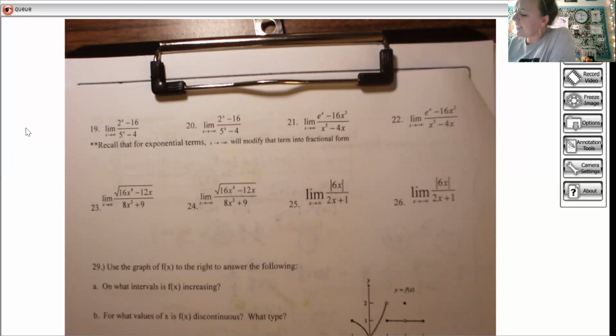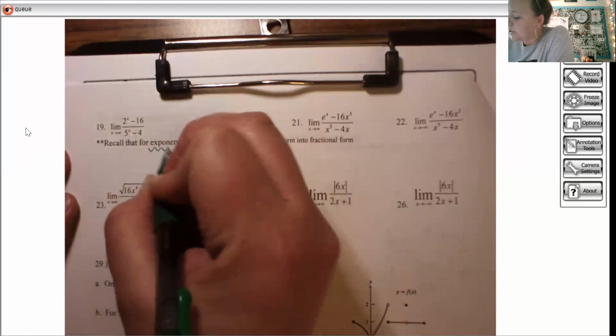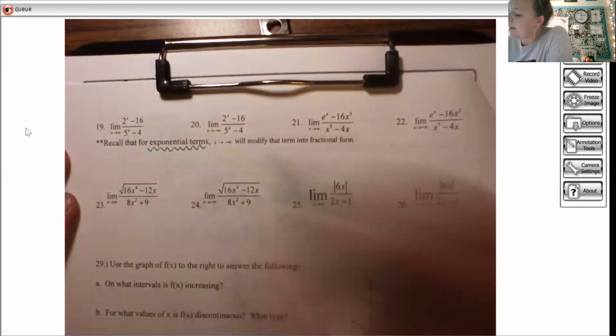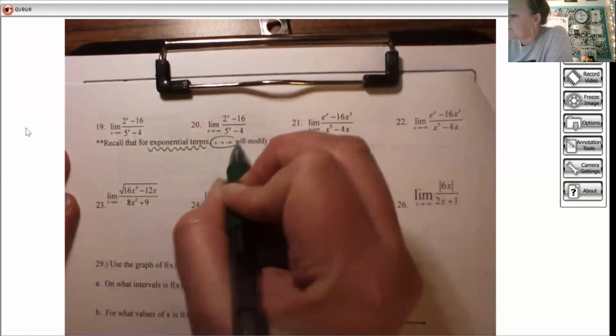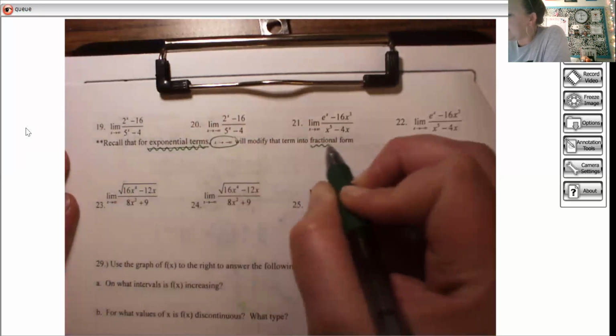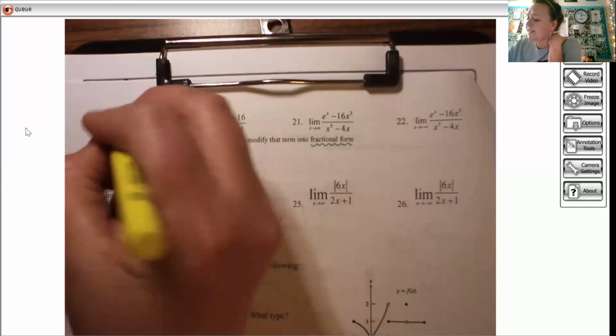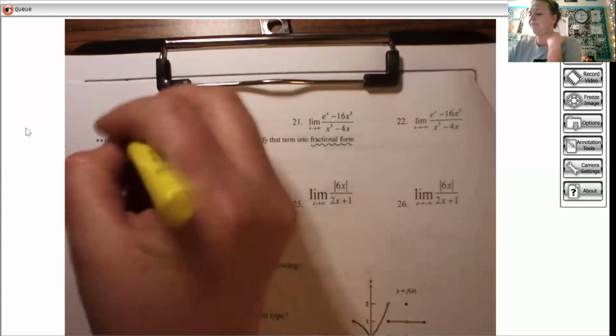So 19 through 22, you'll notice that we have some exponential terms. Remember that if x is approaching negative infinity on an exponential term, that is going to turn into a fraction. So here's what I mean by that. Number 19, I see x is going to infinity. It's a Bobo-Botten-Bedsey. I have a 2 to the x and a 5 to the x.